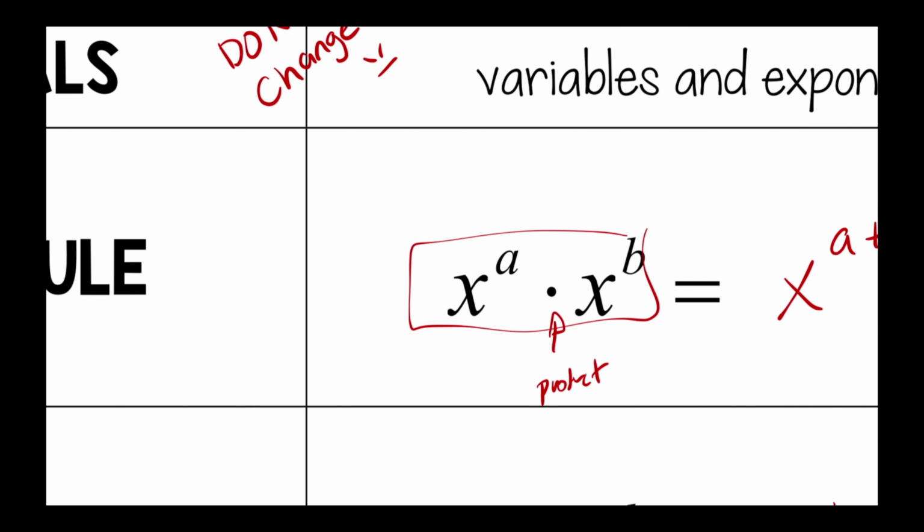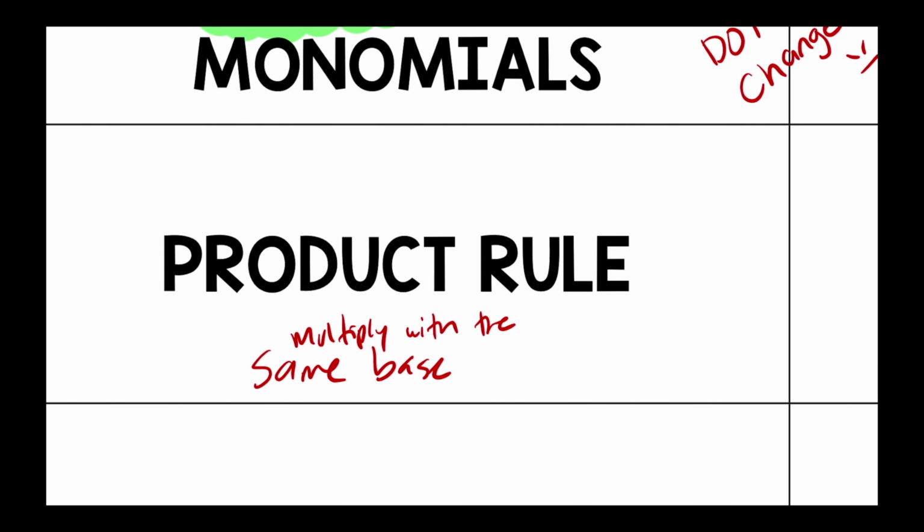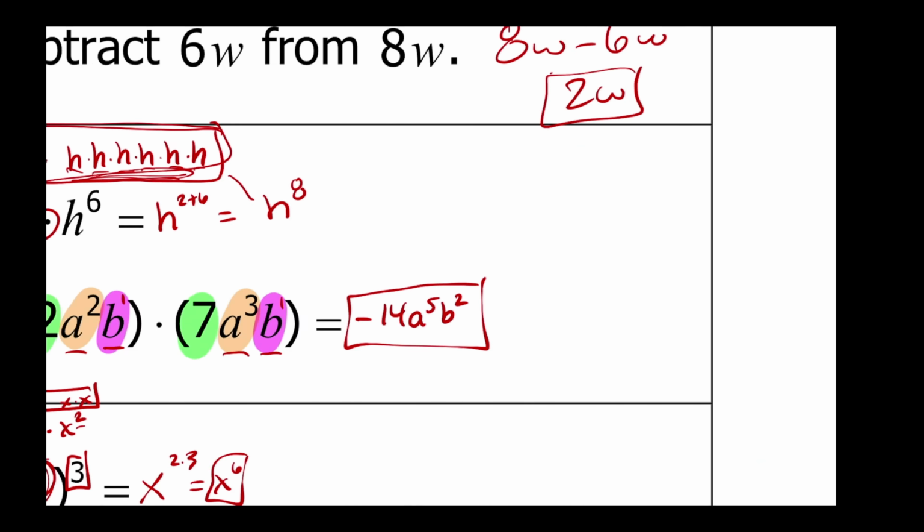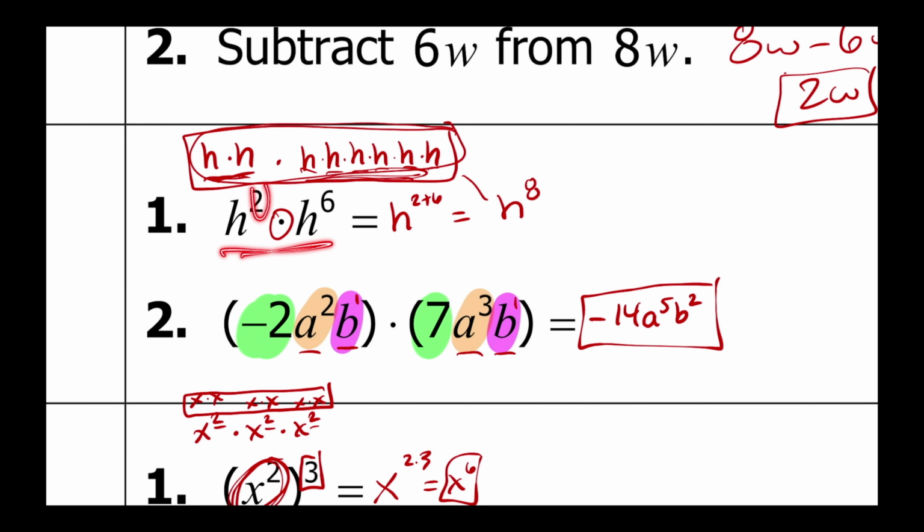All right, then we talked about the first rule called the product rule. We multiply with the same base, and remember the base is just that big number. When we multiply and have the same base, what do we do to the exponents? We just add the exponents. We talked about why yesterday: h squared is just h times h, and h to the 6th is 6 h's. Since I'm multiplying them all, we're multiplying the same thing 8 times, so that's h to the 8th. Or just add 2 plus 6.